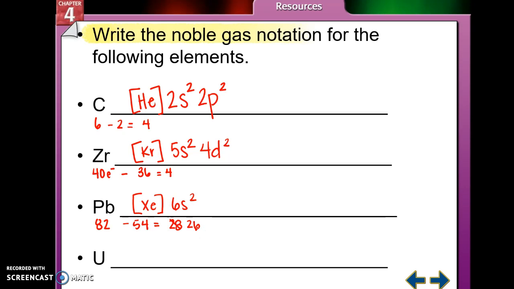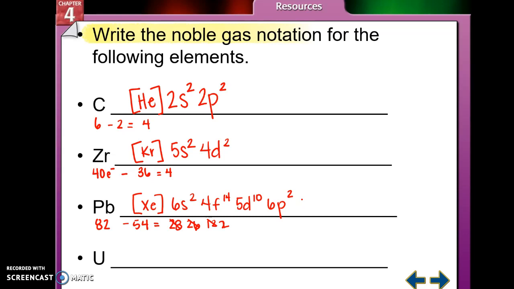After 6s, I go to 4f, so 4f14. Then I go to 5d10. That got me down to 2. And so I'm going to go 6p2.